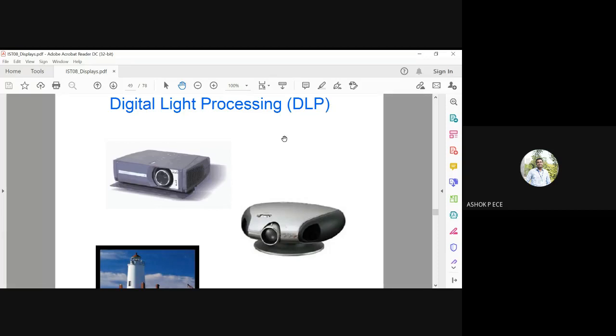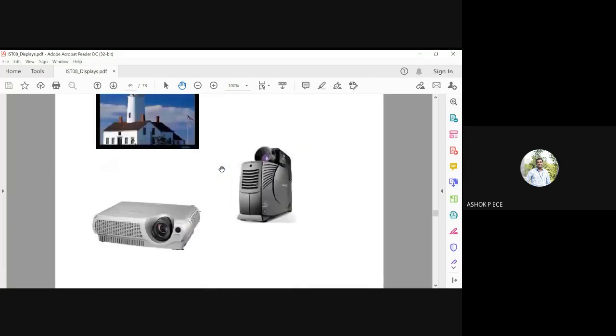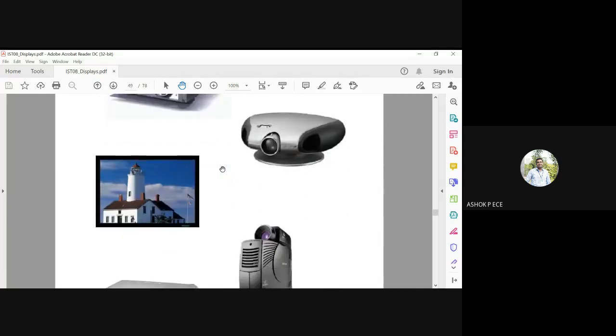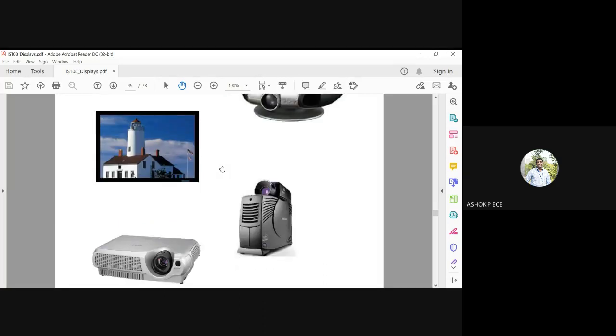The same way you have something called digital signal processing, here we are going to play with light. So it is called digital light processing, DLP. You can see the different appearance of the various projectors in the market and flat panel displays for displaying the light.